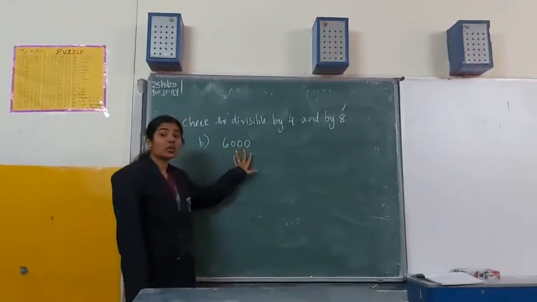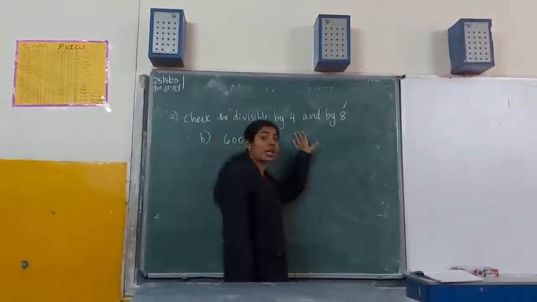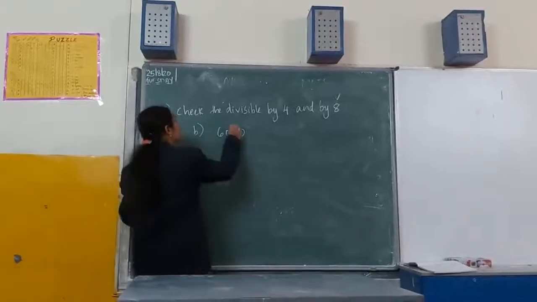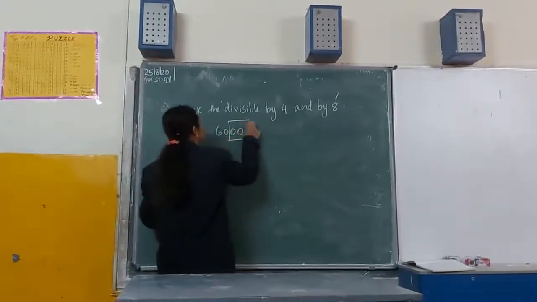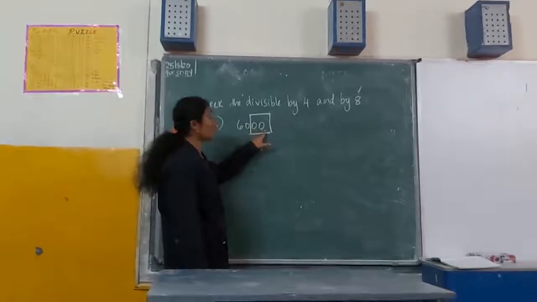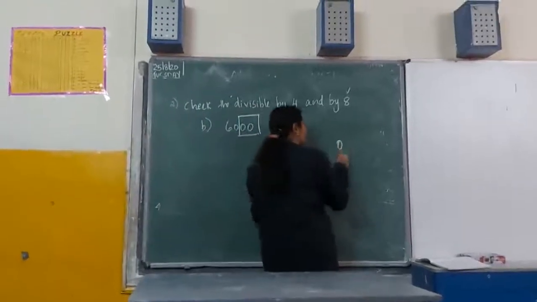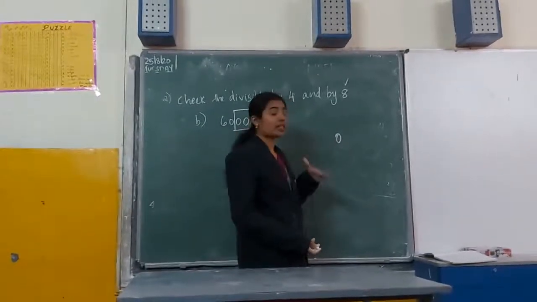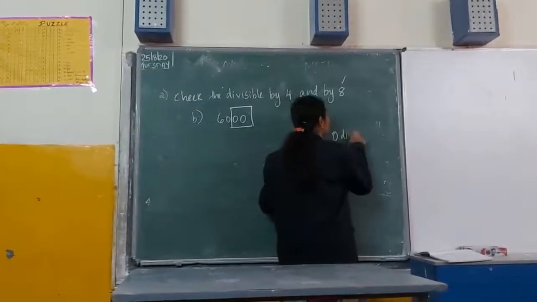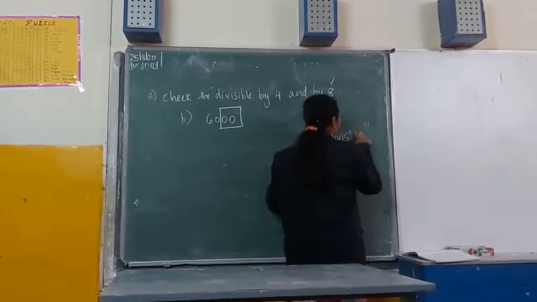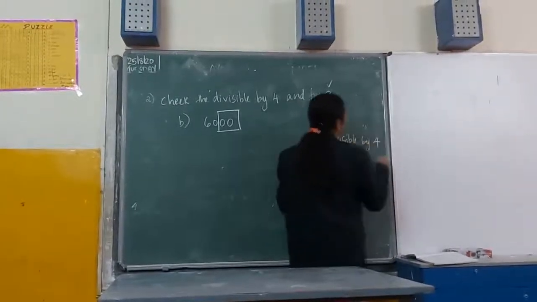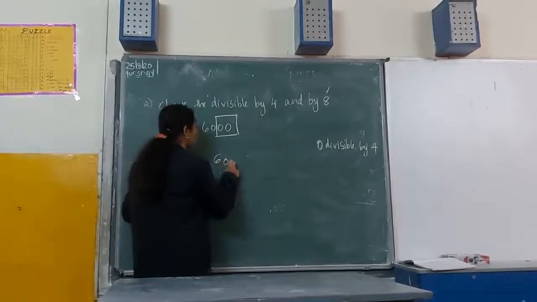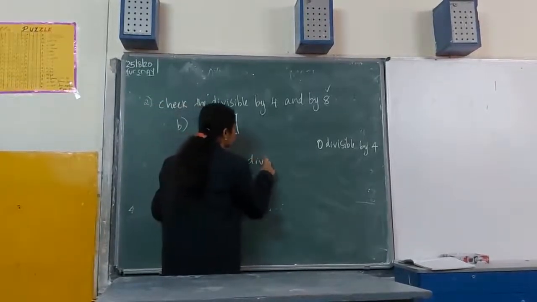Same way for this number also you should check the divisibility by 4 and by 8. How to check the divisibility by 4? See the last two digits. That is 0, 0. 0, 0 means that is 0 itself. 0 is divisible by any number. That means you can say 0 is divisible by 4. So we can say 6000 is also divisible by 4.